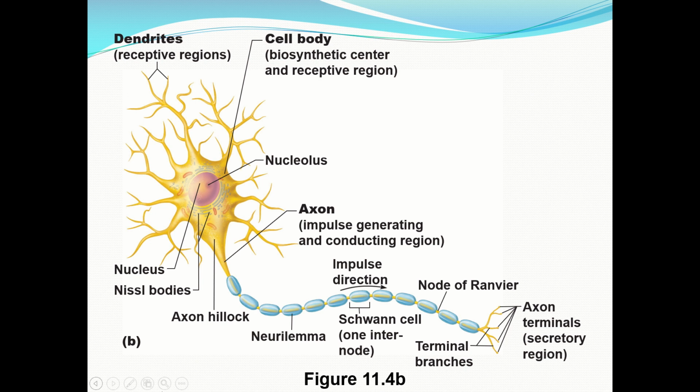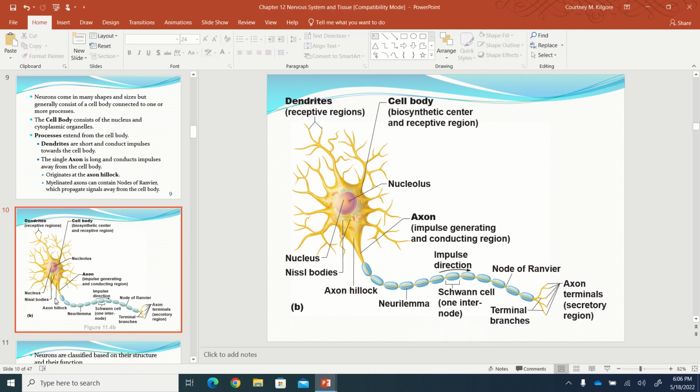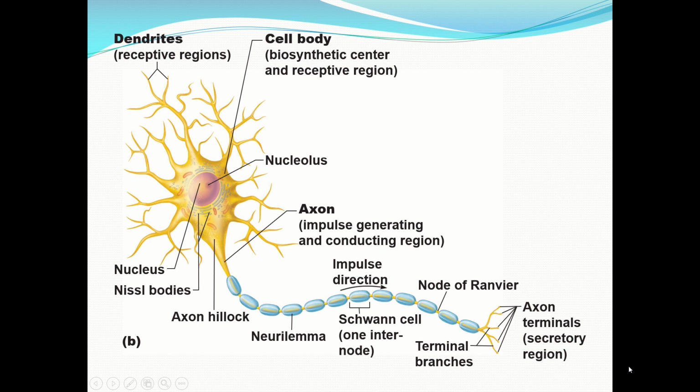This illustration shows a neuron, and I meant to get that out of here. I've been going through and making sure all figures are not labeled by chapters because the chapter differs in the different books. But with your OpenStax book, this is chapter 12. All right, anyway, I digress.